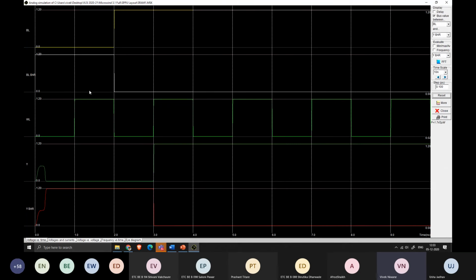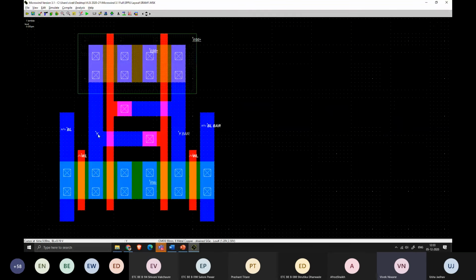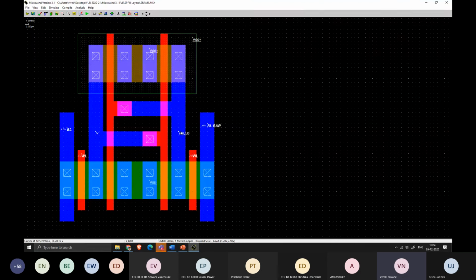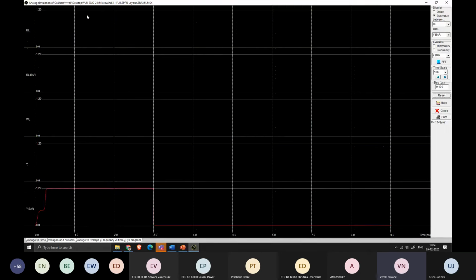Now BL is equal to 0, and whenever your WL is 1, your Y is going to be 0. Let me show you the layout. See, what is written here as Y and Y bar, these are the values which are getting written into your cell, and those values indicate it. If BL is 0 then Y should also be 0. If BL is 1 then Y should also be 1. Let us check whether this is happening in the simulation or not.